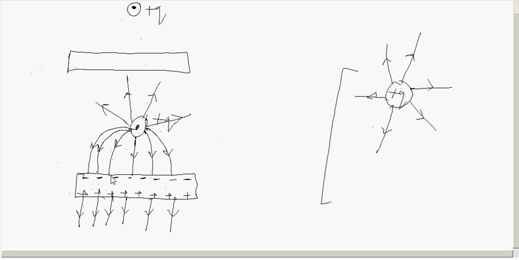Remember, due to induction, the opposite charge gets induced on the surface of the conductor nearer to plus Q charge, and when the electric field lines fall, they fall normal to the conducting plate.